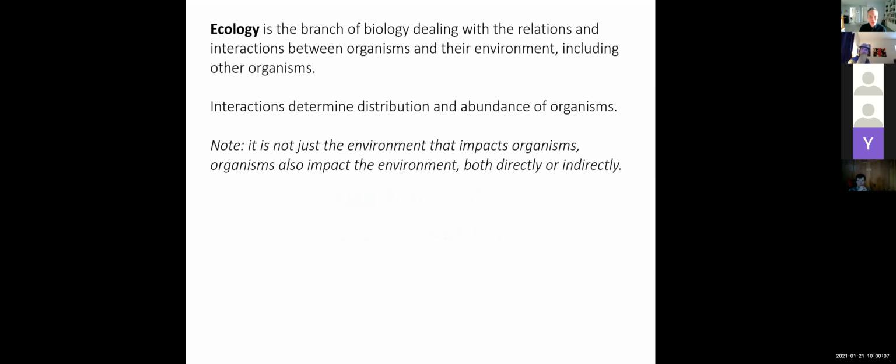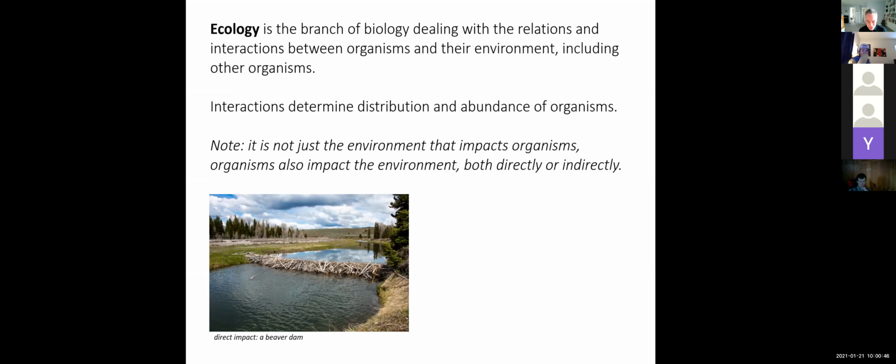So next, don't know much about ecology. So let's look at some ecological principles. First we'll start again with that definition. Ecology is the branch of biology dealing with the relations and interactions between organisms and their environment, including other organisms. Those interactions determine the distribution and the abundance of organisms, so how many of them there are and where they can be found within that environment. And it's not just the environment that impacts organisms, but also it works the other way around. Organisms impact the environment.